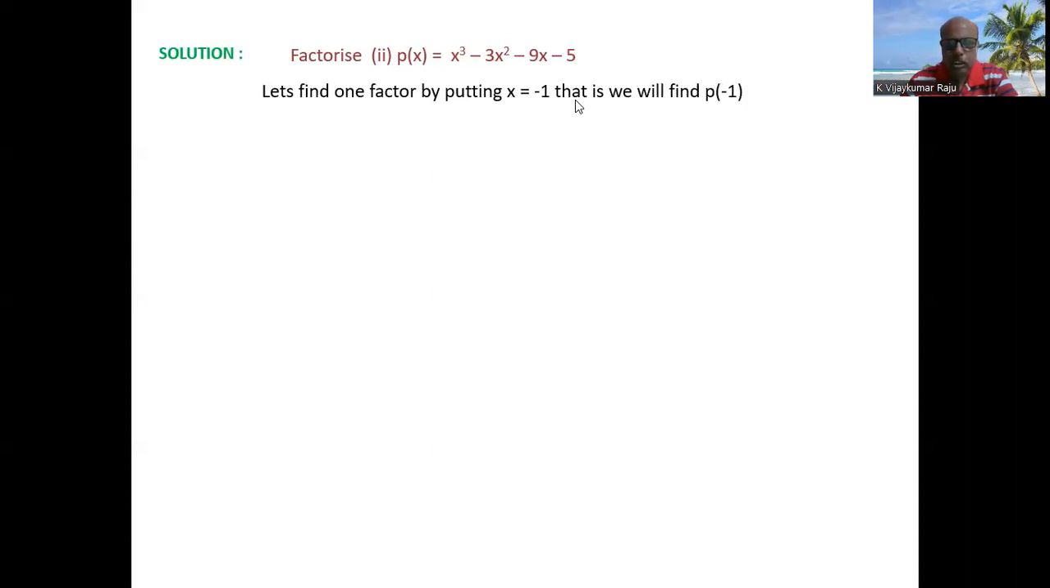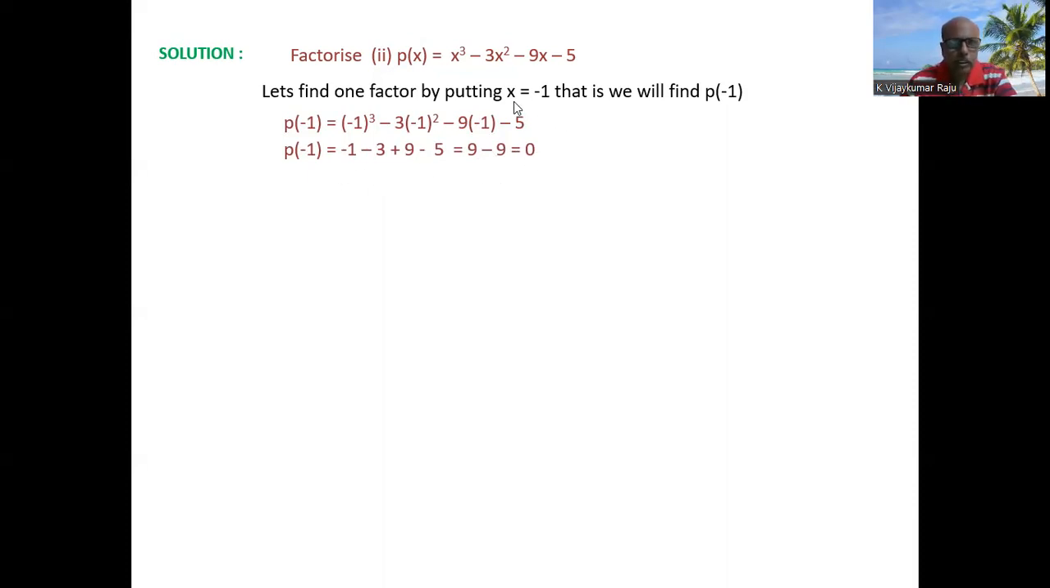In the previous sum, all the signs were positive, so I took 1, and here all signs are negative, so I have taken minus 1. Now see here. Minus 1 I take: minus 1 raised to 3, minus 3 into minus 1 square. So this will be minus 1 minus 3 plus 9 minus 5. Okay, 5, 3, 8. 8 plus 1, 9. 9 minus 9 is 0. I'm getting P of minus 1 is 0.